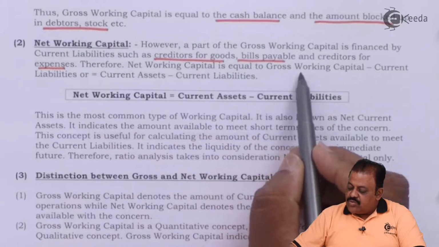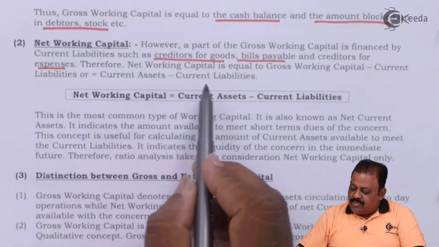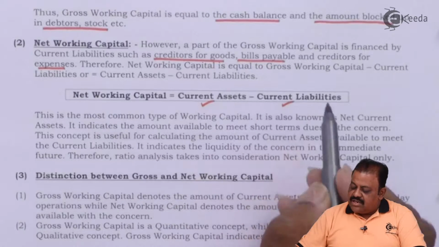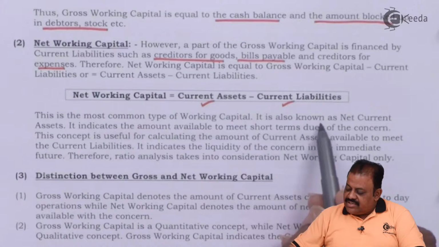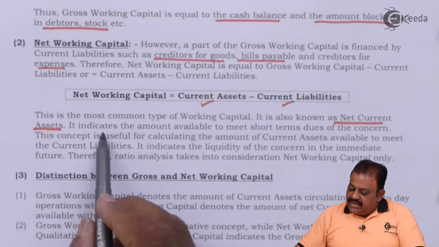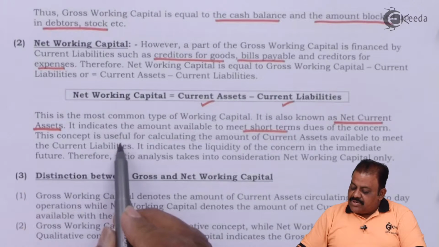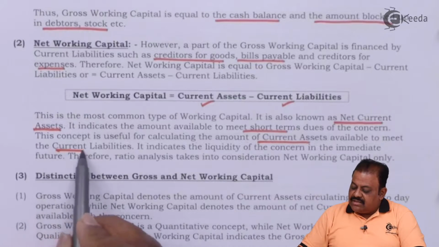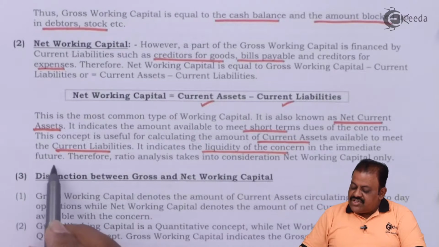Therefore, net working capital is equal to gross working capital minus current liabilities, or current assets minus current liabilities. Net working capital is equal to current asset minus current liabilities. This is the most common type of working capital and it is also known as net current assets. It indicates the amount available to meet short-term dues of the concern. This concept is useful for calculating the amount of current assets available to meet current liabilities. It indicates the liquidity of the concern in immediate future.